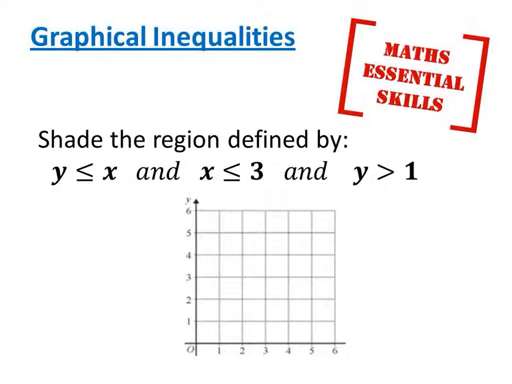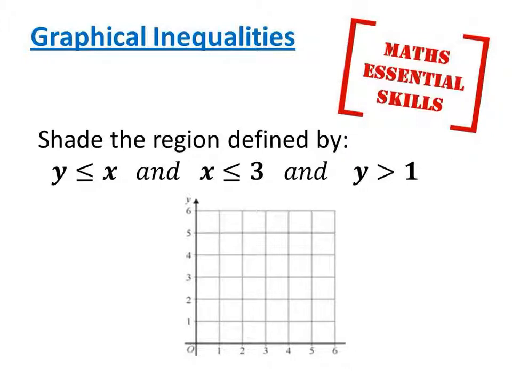When shading regions defined by inequalities, we have to first of all draw the lines and then decide which side is the good and the bad side. And I'm going to try and find the region that represents all of these inequalities. So first of all, I've got the inequality y is less than or equal to x.